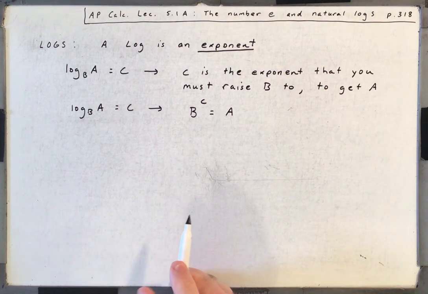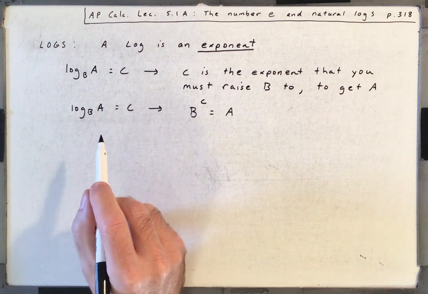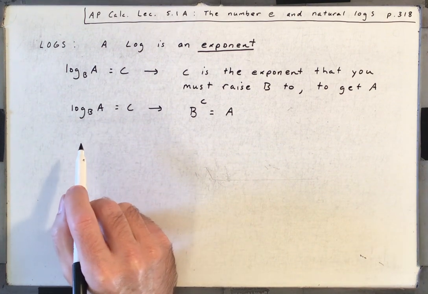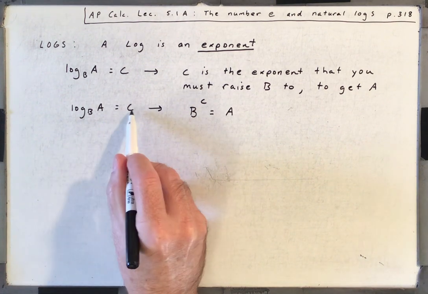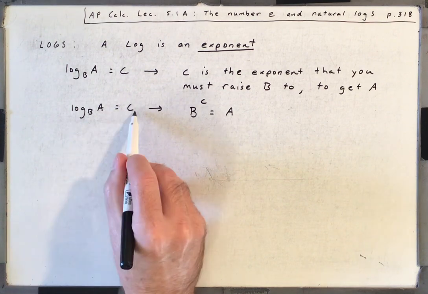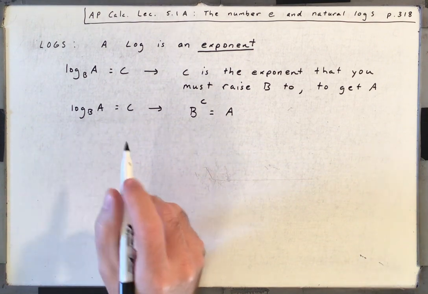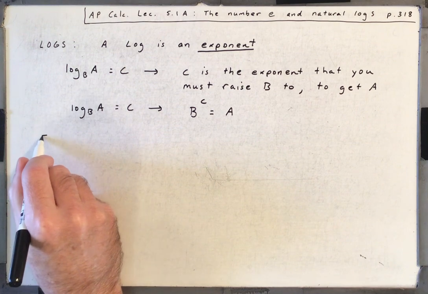So I always look at it like this. I just kind of have a pattern in my sight line. b to the c equals a. b to the c equals a. Kind of do it like that. So here's some examples.